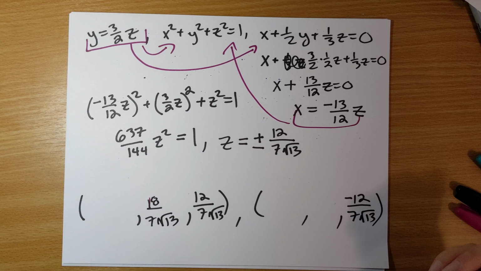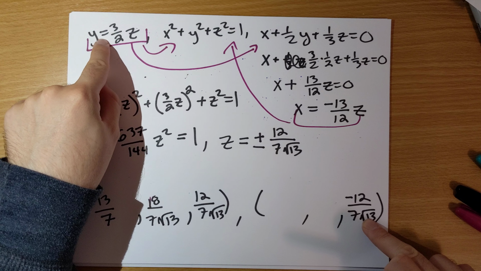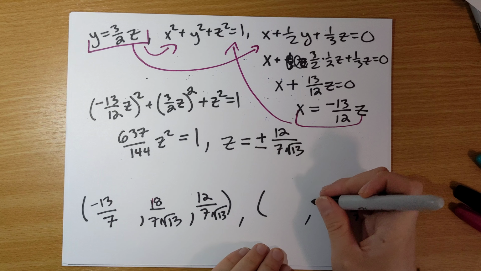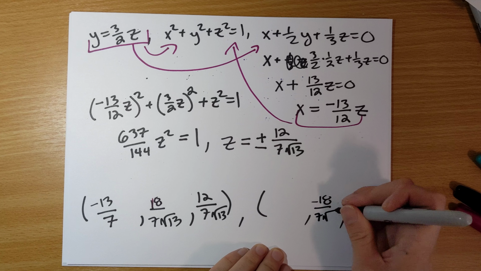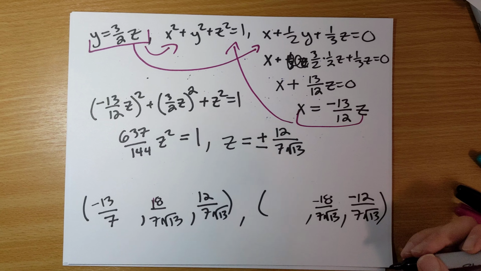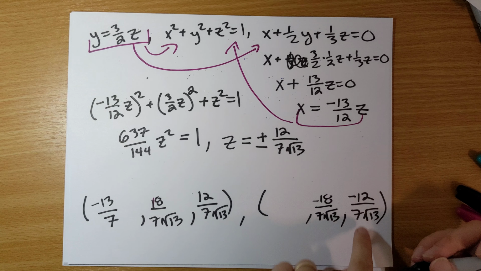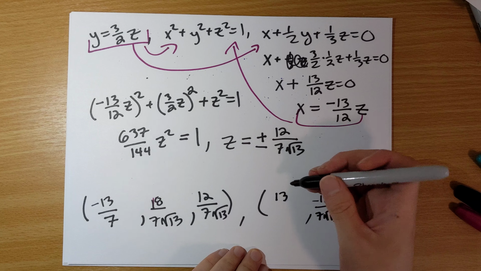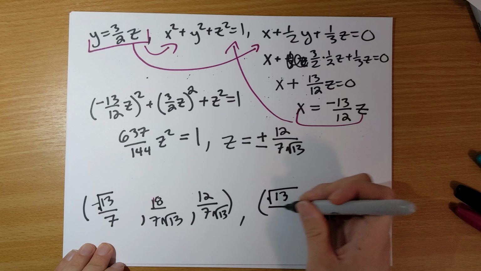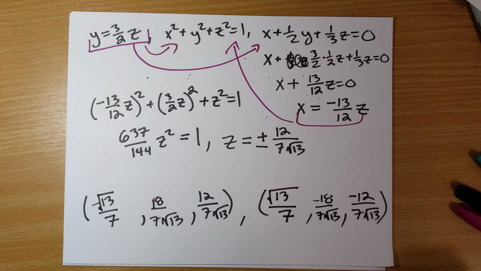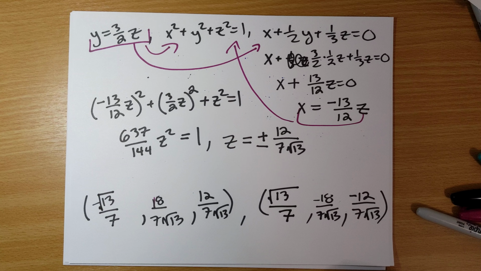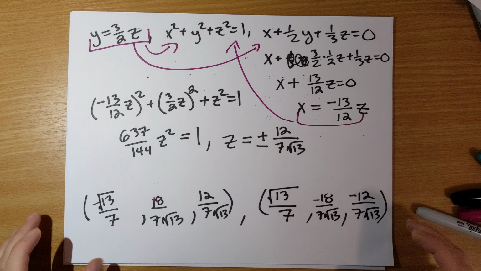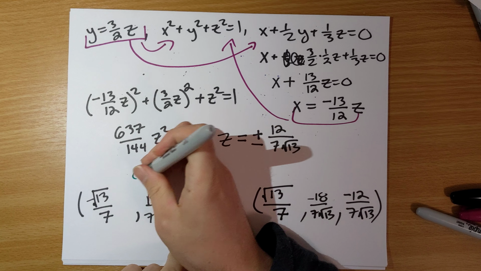We can also do this by plugging in the other one. If z is negative 12 over 7 times square root 13, y here, 3/2 times this, will be negative 18 over 7 times square root 13, and x will be negative 13 over 12 times this. I forgot to put a square root here. I'm copying off of some notes there, and that looks a lot better. Okay, so at the end of the day, here are our two critical points.